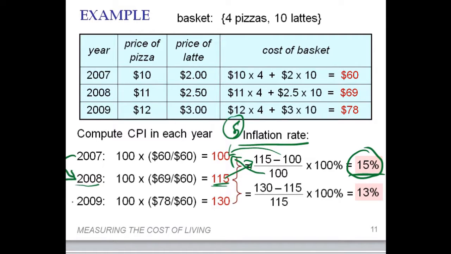To find the inflation rate for the year 2009, the CPI for this year, which is 130, minus the CPI for the last year, which is 115, divided by the CPI for the last year, which is 115, multiply 100, it will be equal 13%, which means the inflation rate between 2008 and 2009 is 13%. This means that the general level of prices increased in 2009 by 13% compared to 2008.